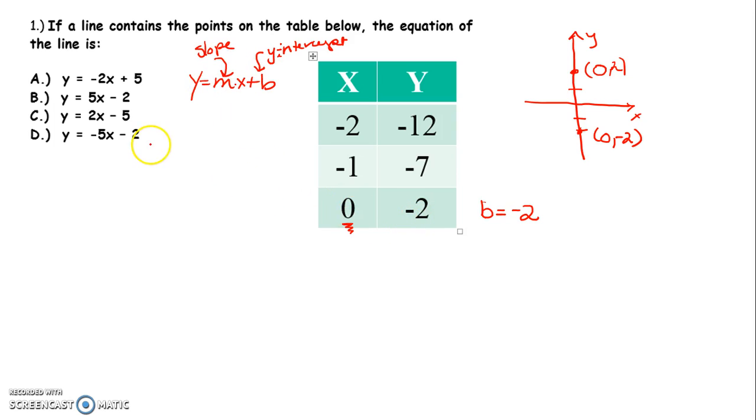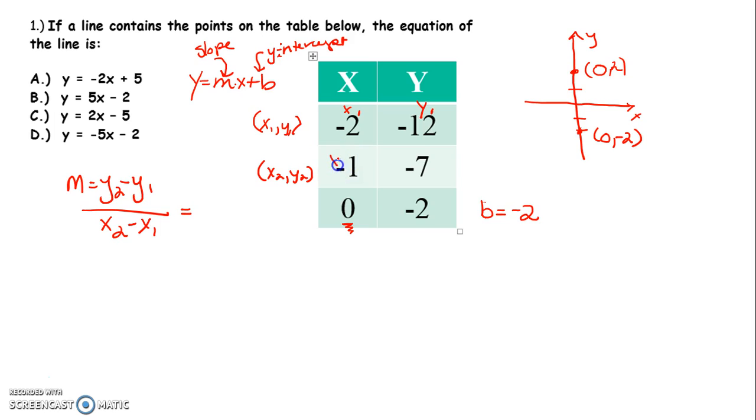So now I just have to find the slope of this line. We know our slope formula is y2 minus y1 over x2 minus x1. I can choose any xy values in my chart here. Now, I'm going to be honest with you, there's negatives running all over the place, so I'm just going to call this x1, y1, and I'm going to call this point x2, y2. So -2 will be our x1, -12 will be our y1, -1 will be our x2, and -7 will be our y2.